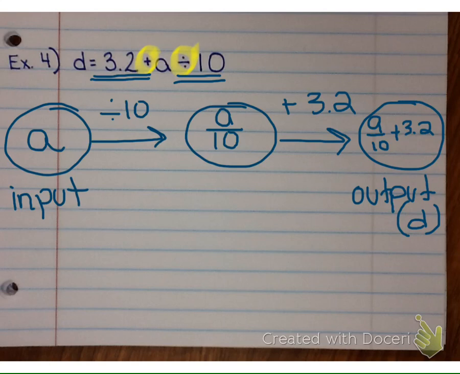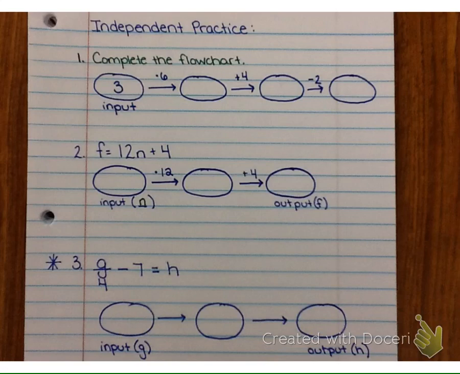Take a moment to copy this one down, and then I'd like you to try these next ones on your own on a sheet of paper. The first 2, the flowcharts, are provided for you. I'd like you to complete the flowcharts. The last one's a little more challenging. Notice that there's division in it. Remember that you've just copied down a division example in your notes. Use your notes to help you. Good luck.